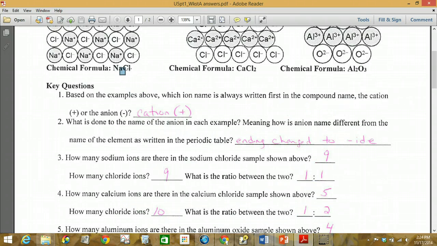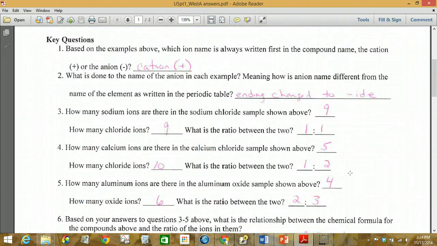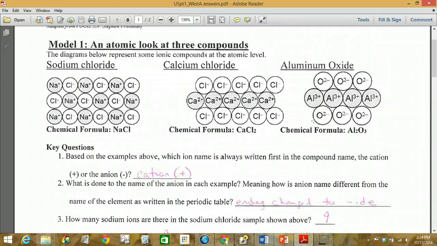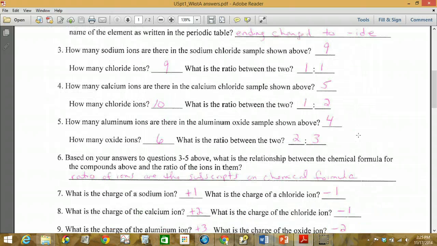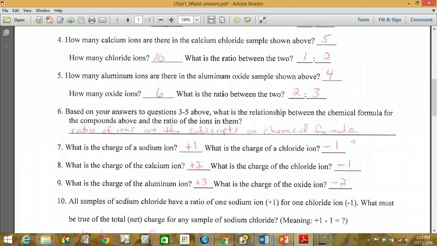So we'll notice that for the subscript of 1, we don't write 1. We've seen that before. This is a 1-to-1 ratio, and for calcium chloride this is a 1-to-2 ratio, and for aluminum oxide 2-to-3 ratio. So the ratio from the count in the picture, that is what we're using as our subscript, and it's the lowest whole number ratio, so it's reduced down. So you would not write Al4O6, it would be Al2O3. That's reduced down. Number 6, we already just did that.